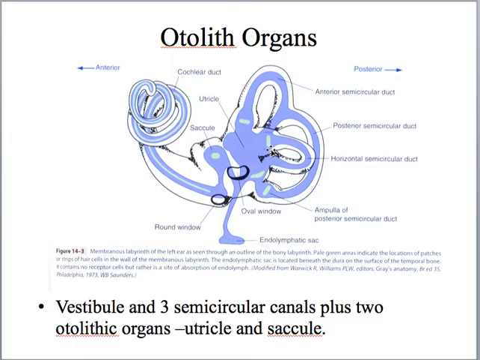Slide 6 shows all the components of the vestibular system. They're also referred to as the otolith organs. Here you see the semicircular ducts, the anterior, the posterior, and the horizontal, which I call lateral. Also, the ampulla of the semicircular canals. In addition, 2 other structures, the utricle and the saccule. These are all part of the otolith organs of the vestibular system.